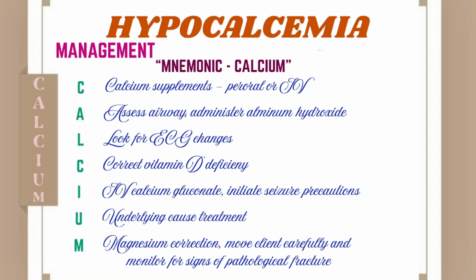So this is the management in the condition of hypocalcemia, that includes calcium supplements, assess airway and administer aluminum hydroxide, look for ECG changes, correct vitamin D, IV calcium gluconate, initiate seizure precautions, underlying cause treatment, magnesium correction, and move patient carefully and monitor for signs of pathological fracture. So this was all about hypocalcemia.